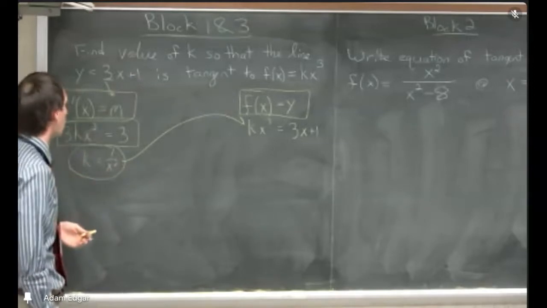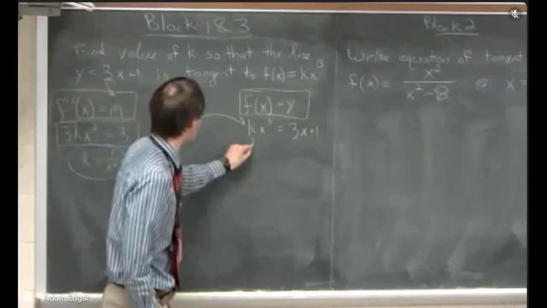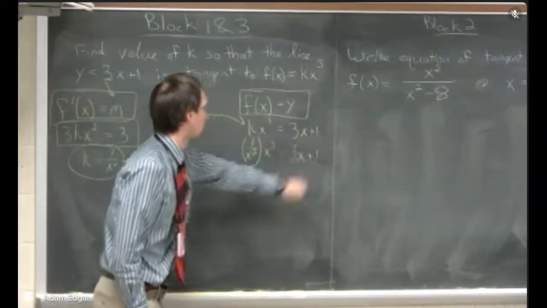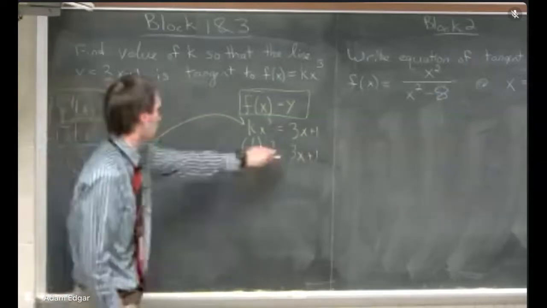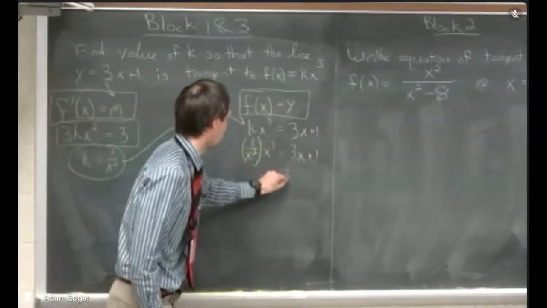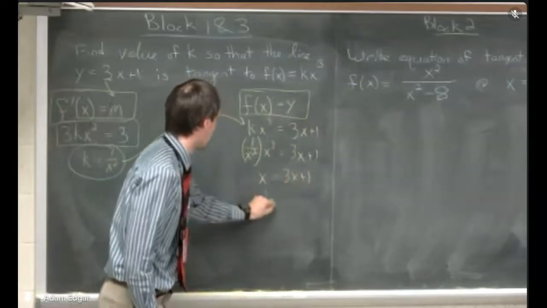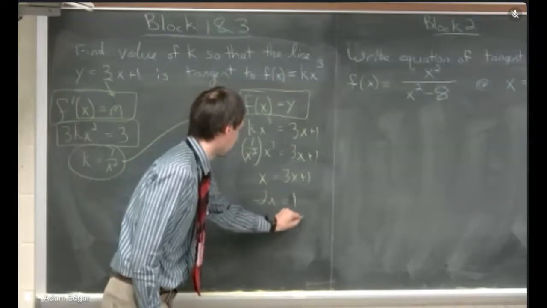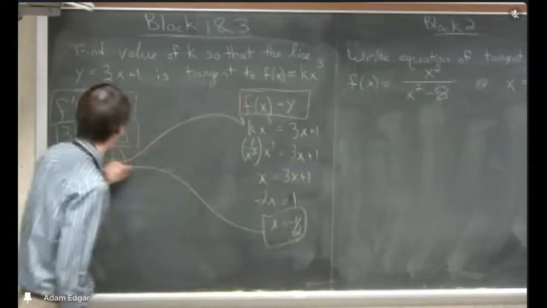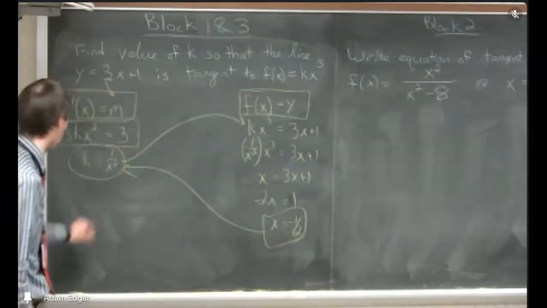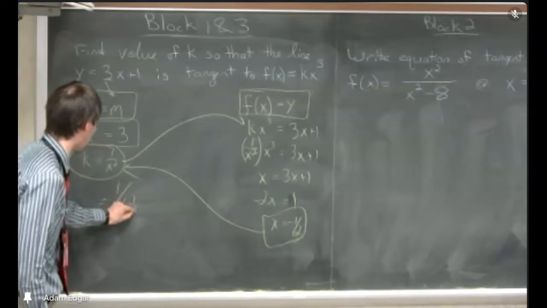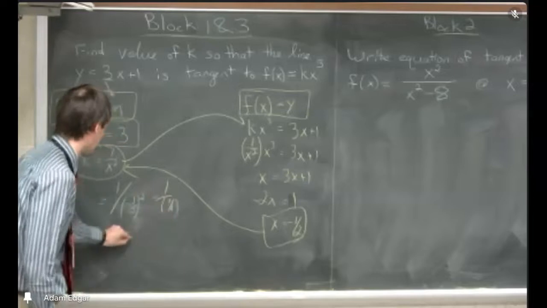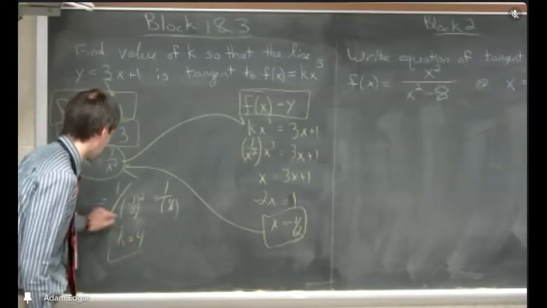So I can plug 1 over x squared in here for k. Now you go ahead and solve for x. X to the third over x squared is x. Subtract the 3x, that's just 1, and then divide by negative 2. So you get negative 1 half. Bring that back over, and now you can solve for k. So 1 over negative 1 half squared. 1 half squared is 1 fourth. 1 divided by 1 fourth is 4. K is 4.